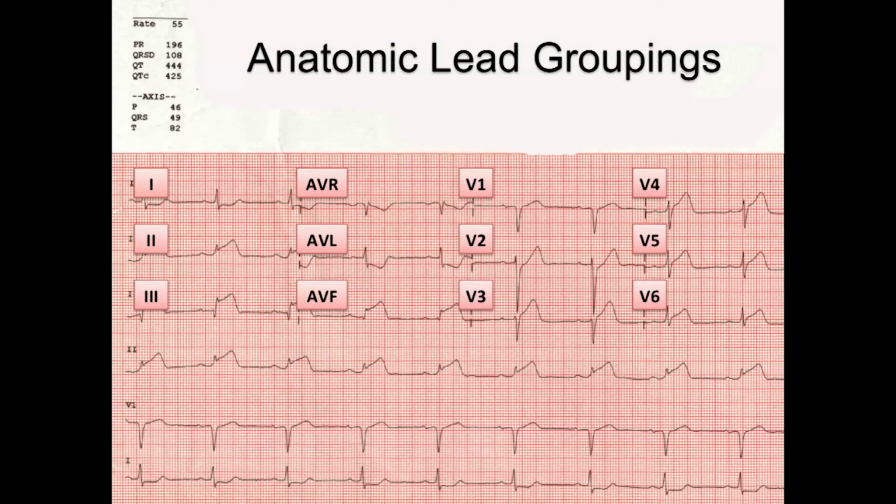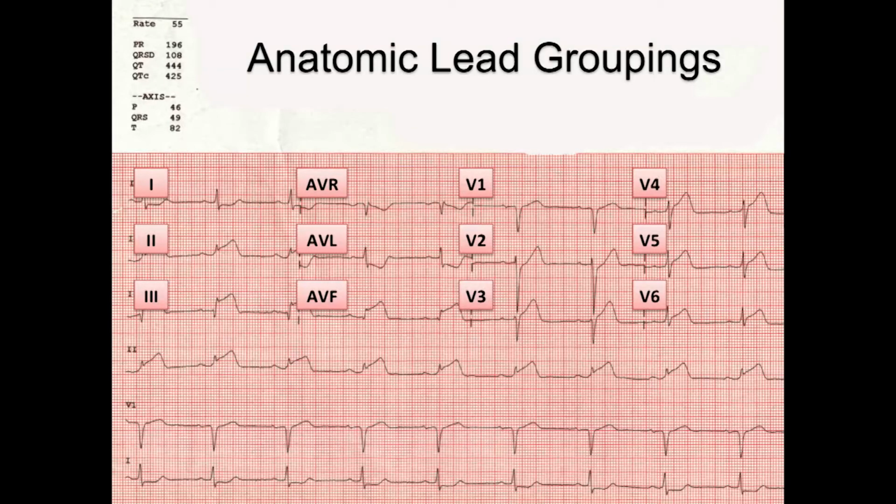Unfortunately, these leads have a lot of tradition associated with their naming, and they don't really go together in the way that you might think. So lead 1 doesn't really correspond to a close part of the heart that lead 2 does. They're not next to each other. So we need to know how these anatomic lead groupings happen so we can look and evaluate the ECG appropriately.